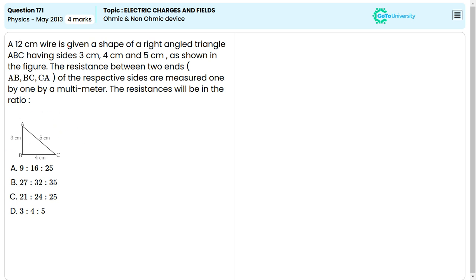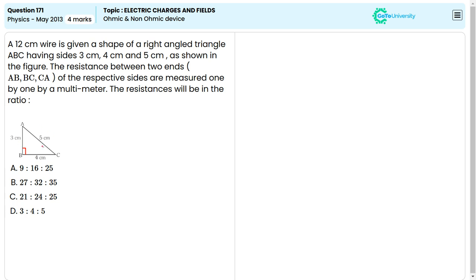A 12 centimeter wire is given the shape of a right angled triangle ABC, having sides 3 centimeter, 4 centimeter, 5 centimeter as shown in the figure. Here one triangle is there. This is the right angled triangle. Angle ABC is equal to 90 degrees. AB is equal to 3 centimeter, BC is equal to 4 centimeter, and AC is equal to 5 centimeter.